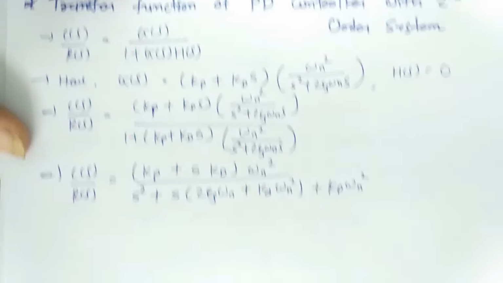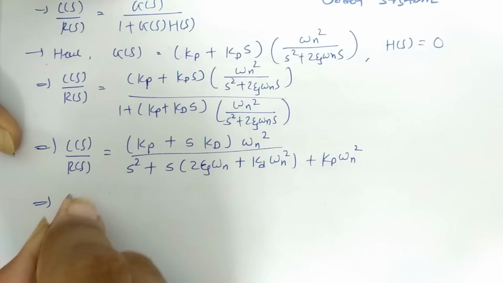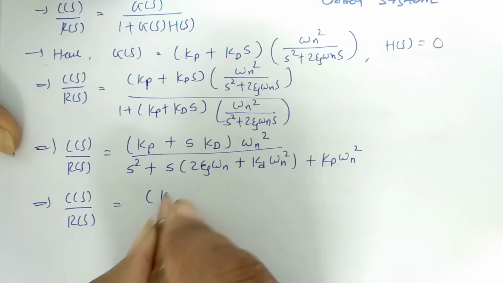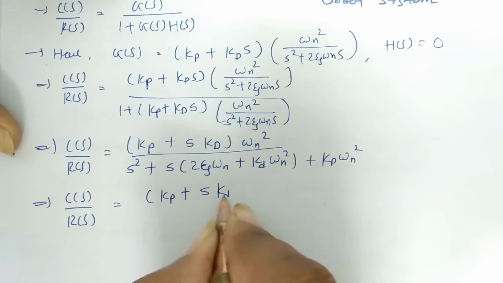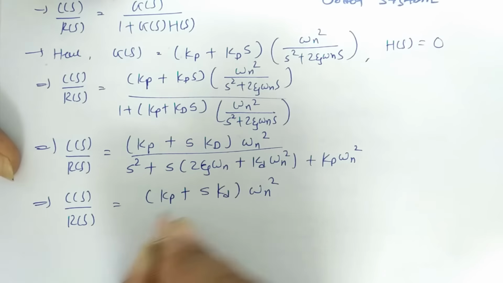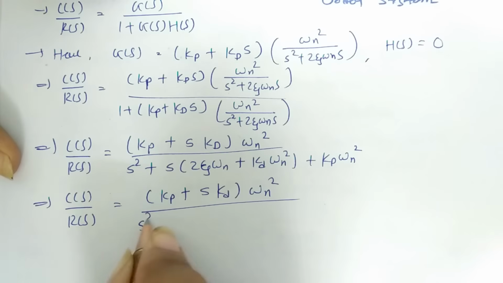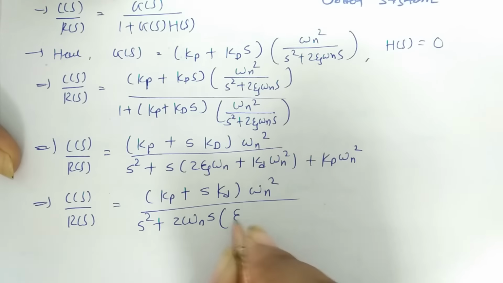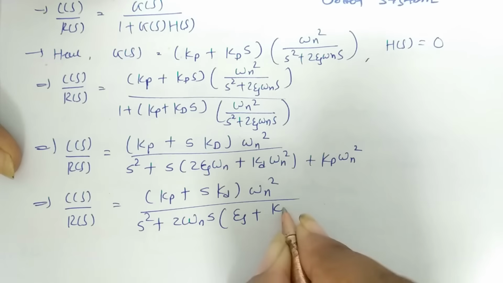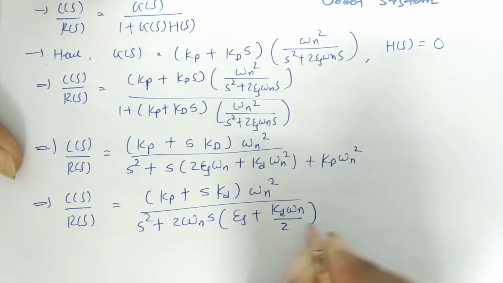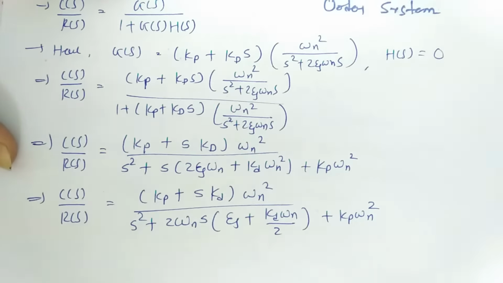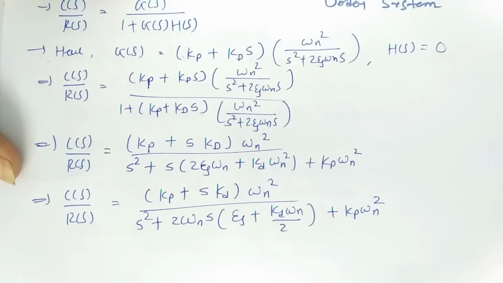Now again I will be rewriting this. So now this equation is C(s) by R(s), that is Kp plus s Kd into omega n square divided by s square plus 2 omega n s into zeta plus Kd omega n by 2, plus Kp omega n square. So this is the basic derivation which we are having.